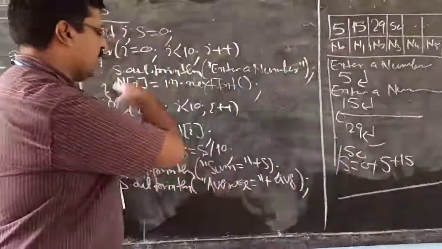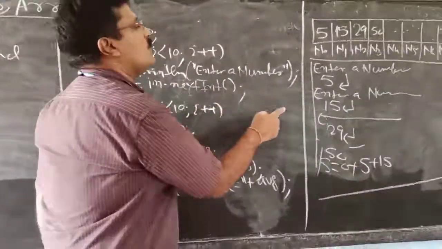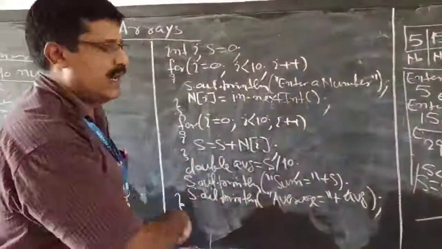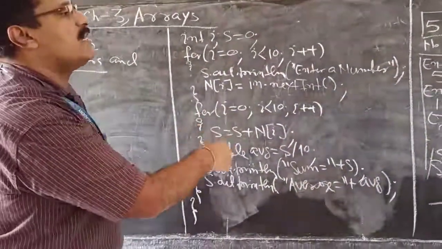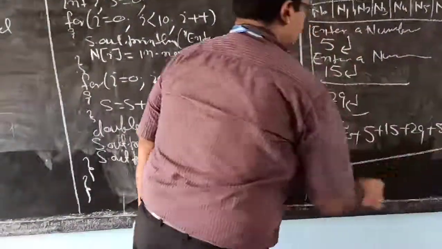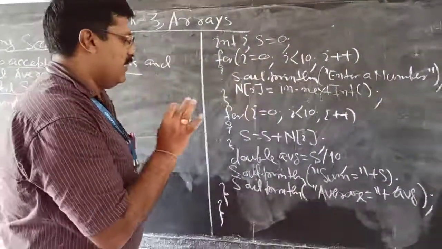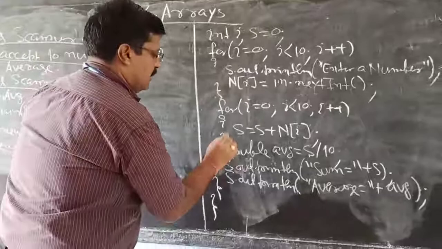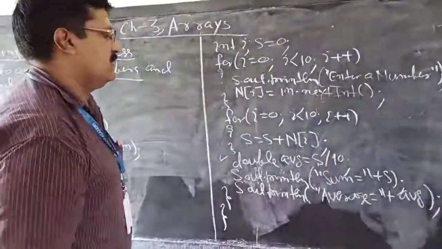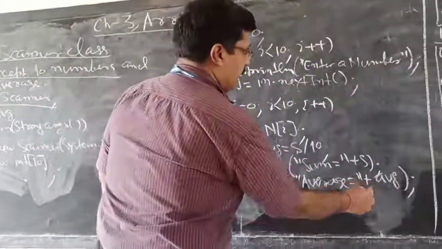Again go for the next time, i is 2. s equal to s plus n2. What is there in n2? 29. Then plus 29. Again go for the next try, which is 3. s equal to s plus n3. What is there in n3? 50. Then plus 50. So like this, one by one, all the numbers are added. After adding the numbers, calculate the average. So double avg equal to sum by 10. Why by 10? Because there are 10 numbers. Now print the sum equal to s, and print the average equal to avg.